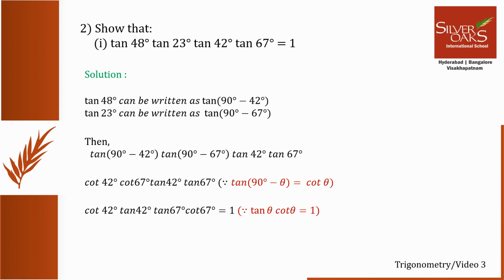And now look into cot 42 degrees and tan 42 degrees. Tan theta into cot theta is equal to 1. We learned this in reciprocal relationships. So, cot 42 degrees into tan 42 degrees becomes 1. Tan 67 degrees into cot 67 degrees becomes 1. So, LHS becomes 1. LHS is equal to RHS.